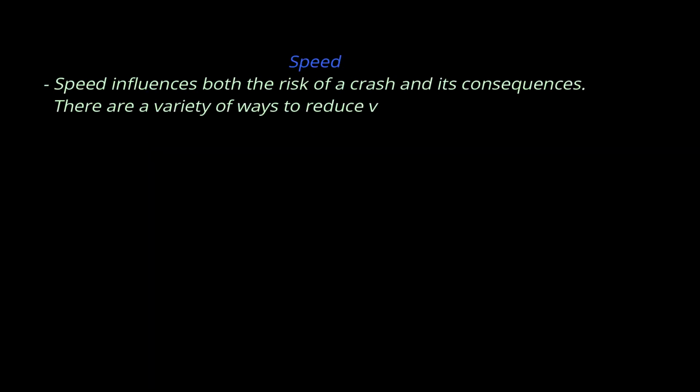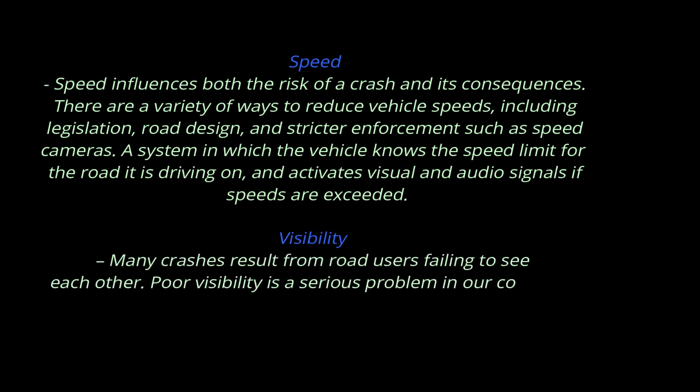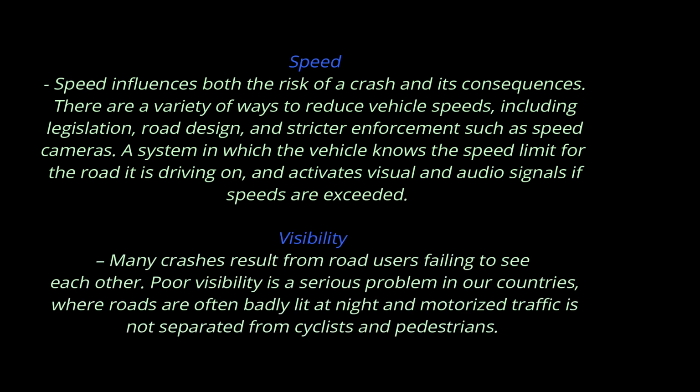Third, speed. Speed influences both the risk of a crash and its consequence. There are a variety of ways to reduce vehicle speeds, including legislation, road design, and stricter enforcement, such as speed cameras. A system in which the vehicle knows the speed limit for the road it is driving on, and activates visual and audio signals if speed limits are exceeded.